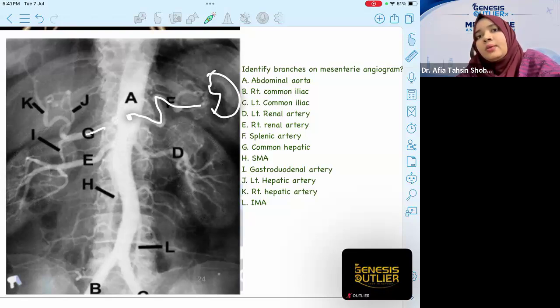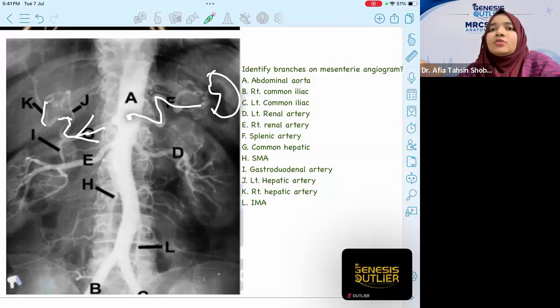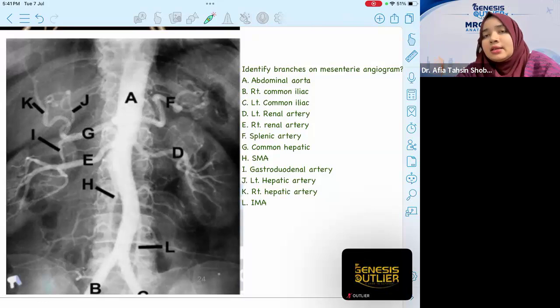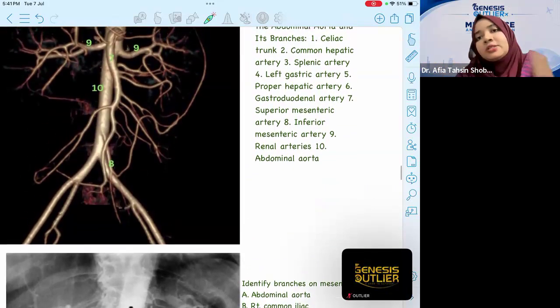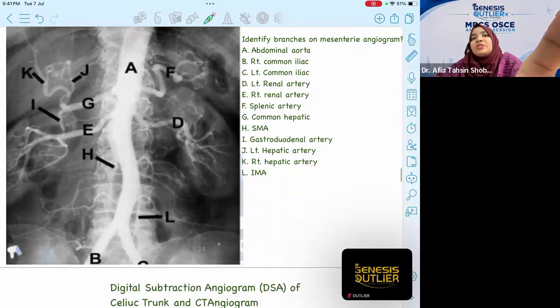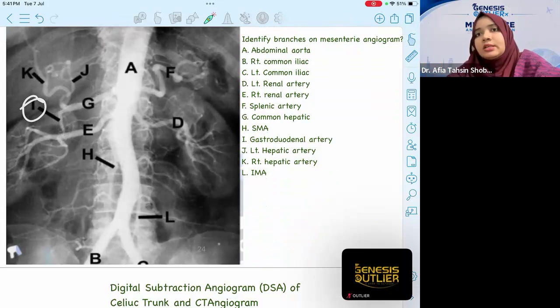G will be common hepatic artery. And from common hepatic artery, we'll get J, left hepatic artery, and K, right hepatic artery. Actually, as it is an angiogram, all things are not shown as in a simple diagram, so you have to remember it. And I is going downwards, so I will be gastroduodenal artery. And this H is superior mesenteric artery.